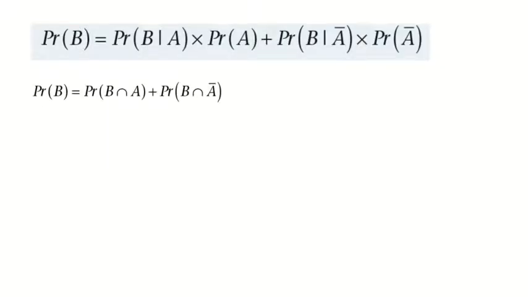So first, if you're going to think about unconditional probability of B, you will come up with the idea that this is the probability that B happens and A is true, plus the probability that B happened and A is not true, right? Because it's unconditional probability of B. Okay, so B occurs with or without A happening.